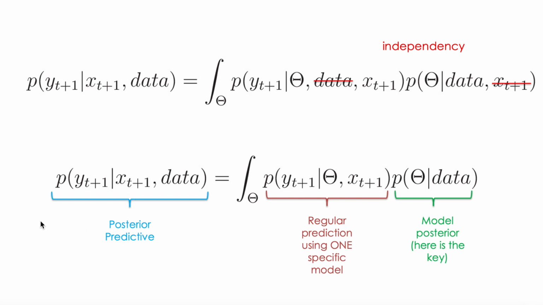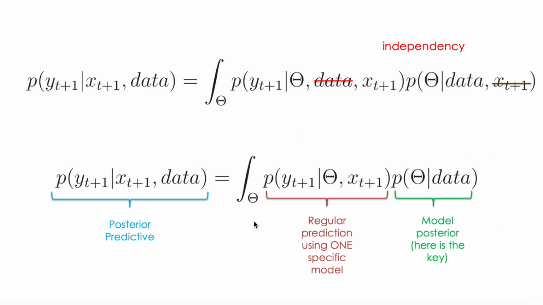Here, we call this term the posterior predictive in the Bayesian world. It means that this is the distribution of our prediction. And here we have two very important terms. The first term is just one regular prediction because we have one set of parameters here, so we can just predict by using our model. But this term, the model posterior, is very important because it's going to work as the weight we are applying to the prediction.